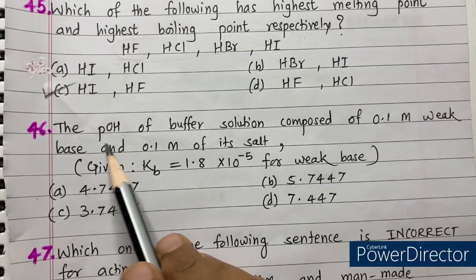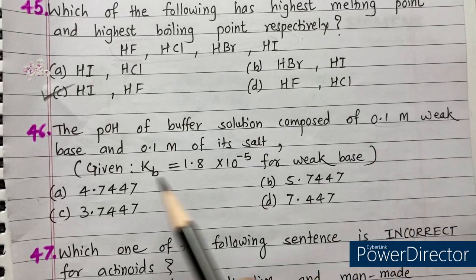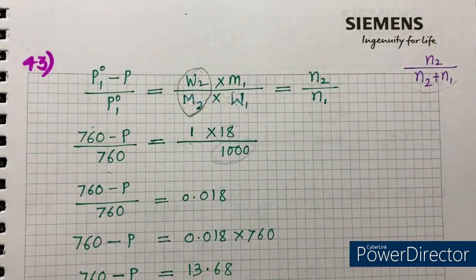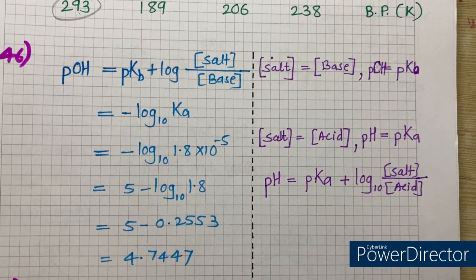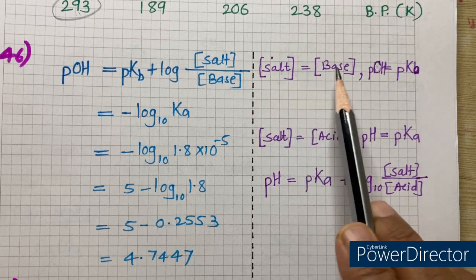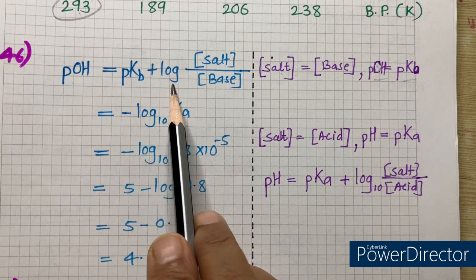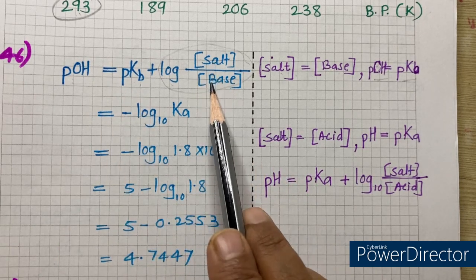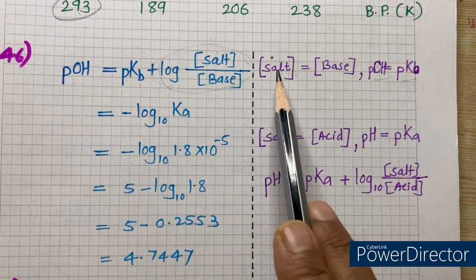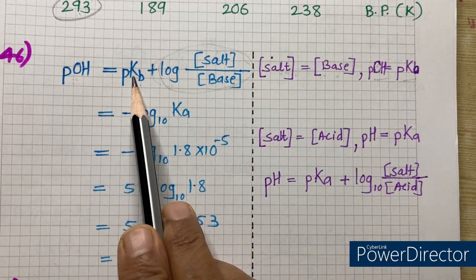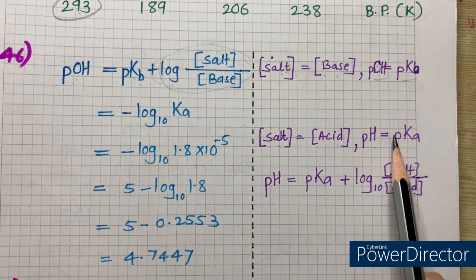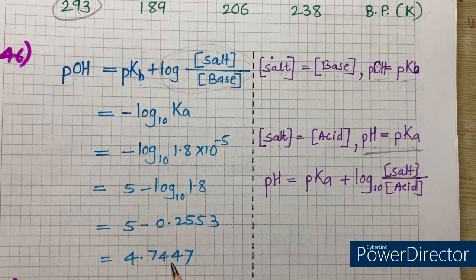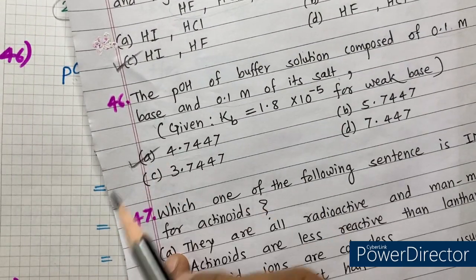Okay, next question. The pOH of a buffer solution composed of 0.1 molar weak base and 0.1 molar salt. Here, the molarity of base as well as salt is the same. Now here some tips. See here, if the concentrations of these two are the same, then pOH is equal to pKb, because the formula is this one, this and this same, then this is equal to this. Okay, now because this and this are the same, then this becomes 1 and this value becomes 0. Therefore, if concentrations are the same, pOH is equal to pKb. And if the concentrations of salt and acid are the same, then pH is equal to pKa. Okay. Now, here this is equal to this. This value is given. Therefore, find out this, pOH is equal to 4.7, this one.